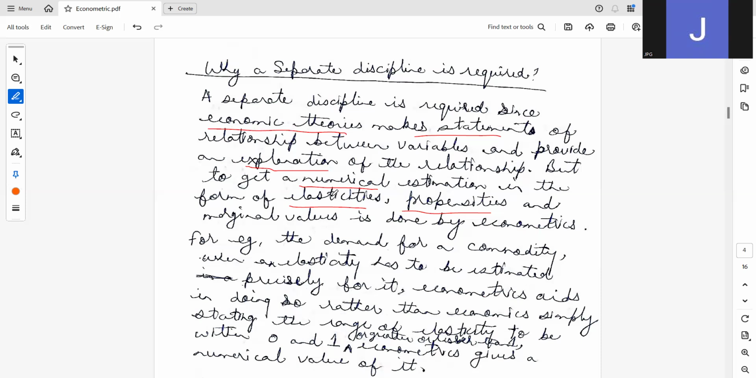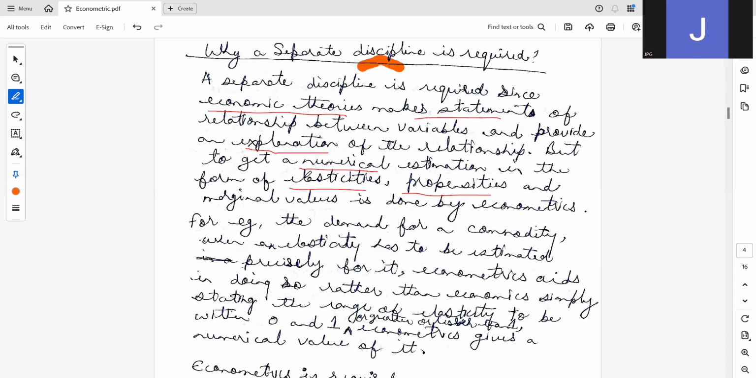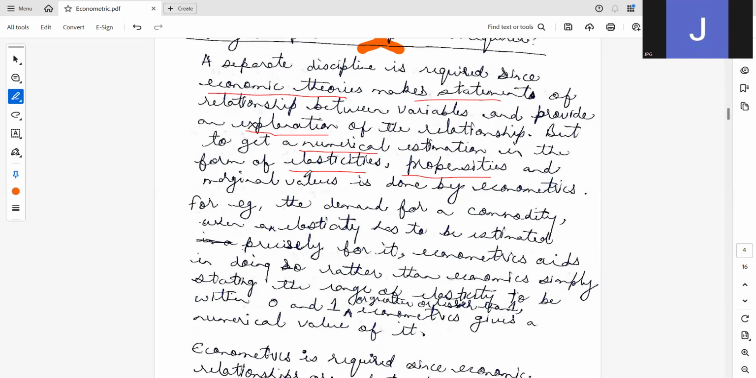So I think I have already kind of spoken here. Now, why is a separate discipline required? Why do we need to have a separate discipline to study, to have econometrics? When I say discipline here, discipline refers to econometrics as a subject. Fine.